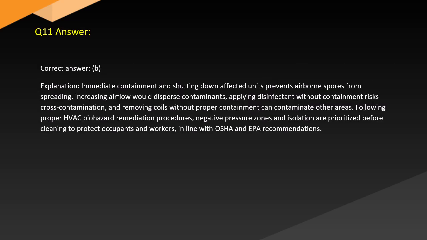Answer. Correct answer, B. Explanation. Immediate containment and shutting down affected units prevents airborne spores from spreading. Increasing airflow would disperse contaminants. Applying disinfectant without containment risks cross-contamination, and removing coils without proper containment can contaminate other areas. Following proper HVAC biohazard remediation procedures, negative pressure zones and isolation are prioritized before cleaning to protect occupants and workers, in line with OSHA and EPA recommendations.